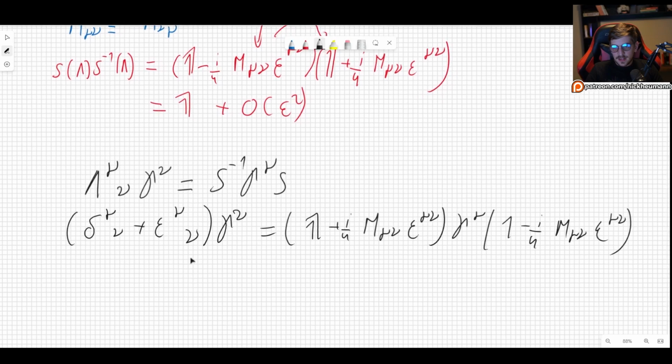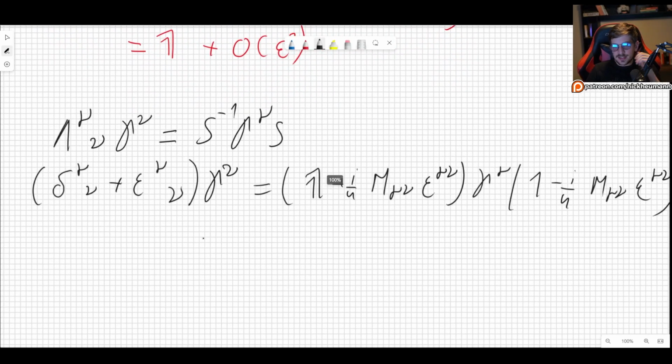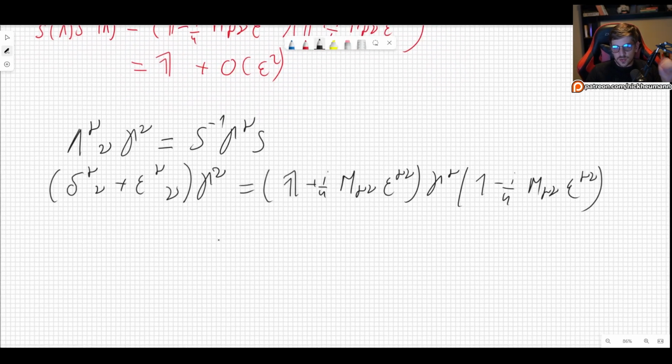Okay, so now let's multiply through a little bit. First, delta mu nu times gamma nu. If mu and nu are not the same, then that is 0. But if they are the same, then we just get gamma mu. So we simply get gamma mu from the first product. Then we have plus epsilon mu nu gamma nu. And then we have this product right here.